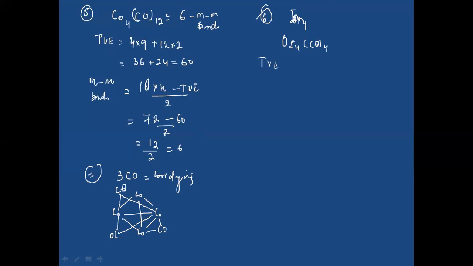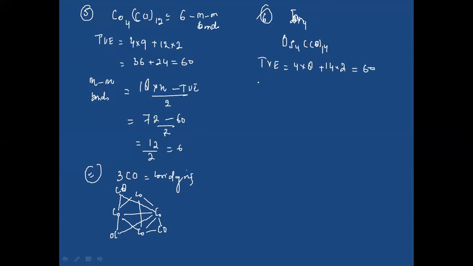So we'll determine TVE. TVE will be equal to 4 into 8, plus 14 into 2, because carbonyl denotes 2 electrons and we have 14 such carbonyl ligands. And this will be equal to 32 plus 28, that is 60.